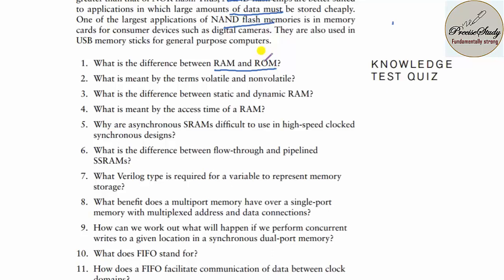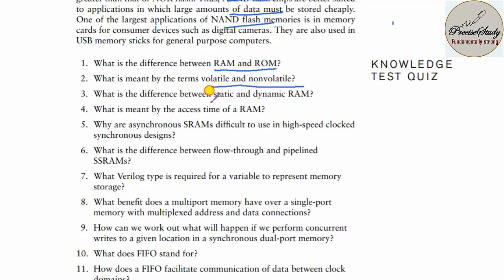Second question, what do you mean by volatile memory and what do you mean by non-volatile memory? In the case of volatile memory, for example RAM, whenever there is a power failure, you are going to lose the information. What do you mean by non-volatile? For example ROM, even though there is a power failure, you will be in a position to restore or retrieve the data. That is what you mean by non-volatile memory.